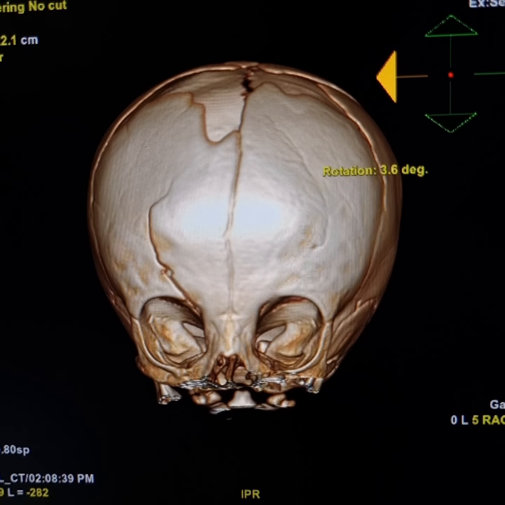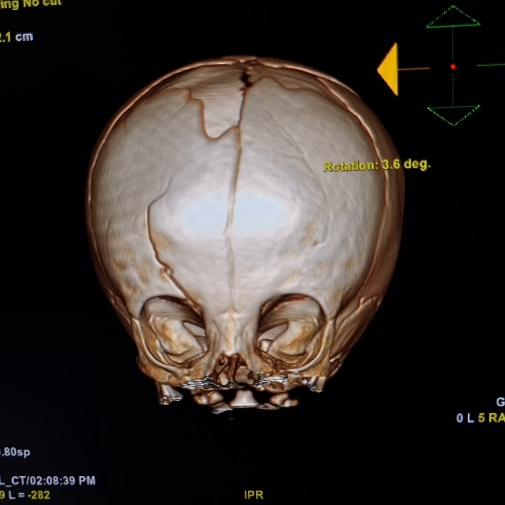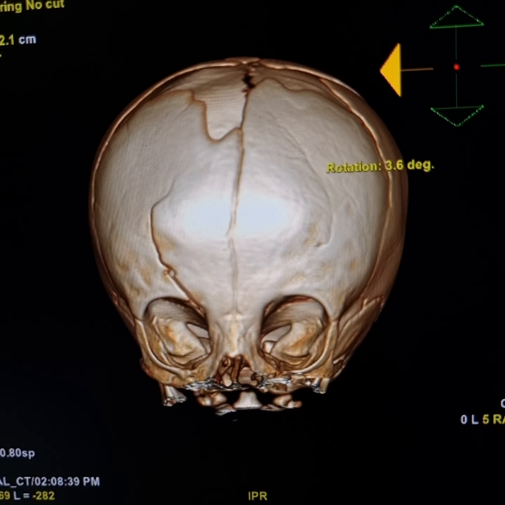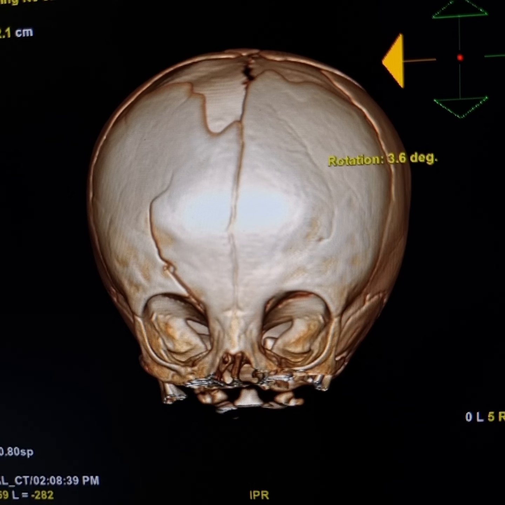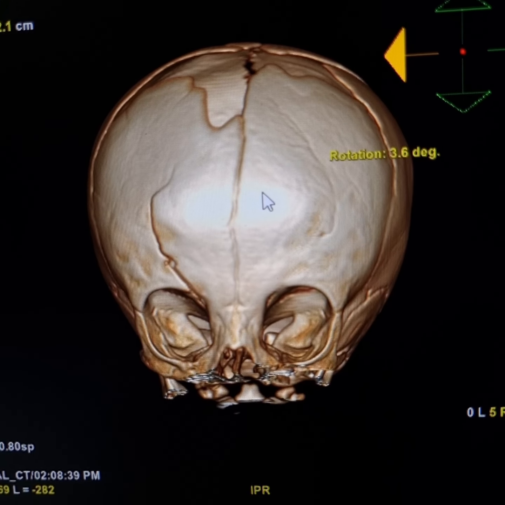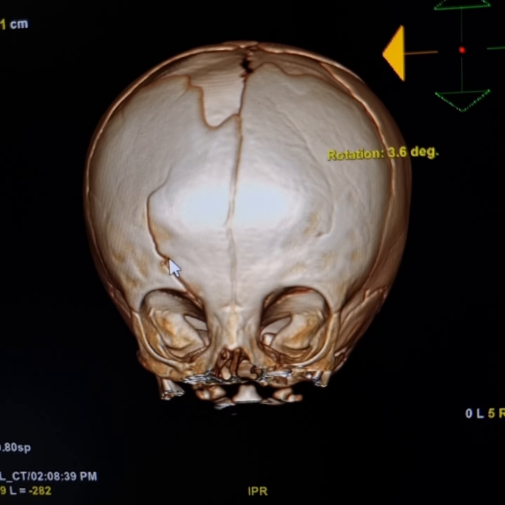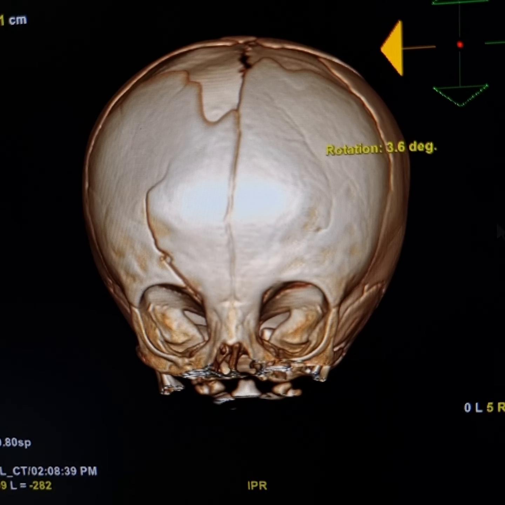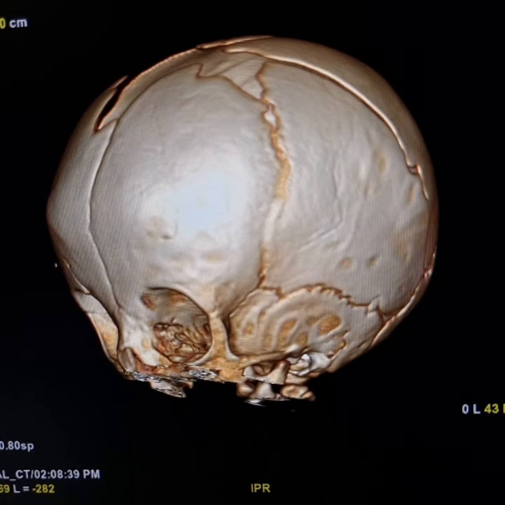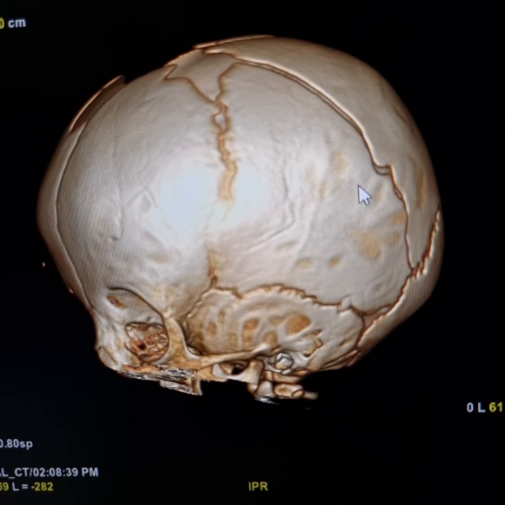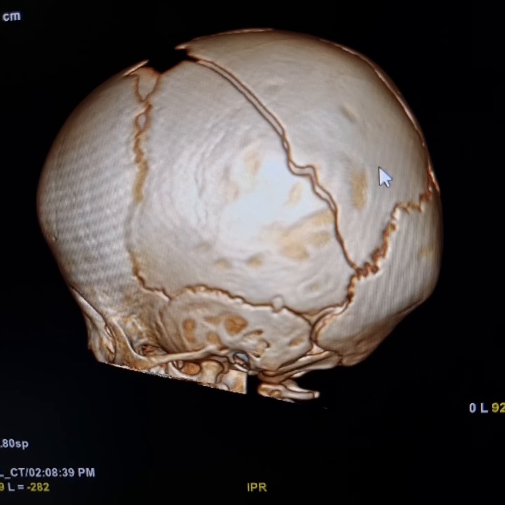This is a plain CT scan brain of a 1-year-old male baby. The patient is already a known case of obstructive hydrocephalus. He had a history of fall about 4 weeks ago. Please see this fracture line involving the right side of the frontal bone and right superior orbital margin. There is another fracture line which has involved the left parietal bone.